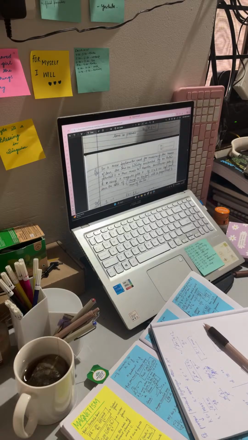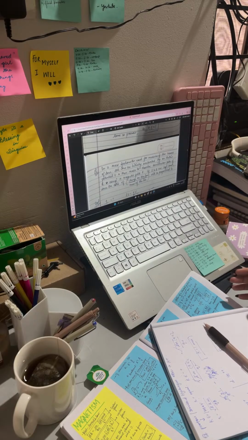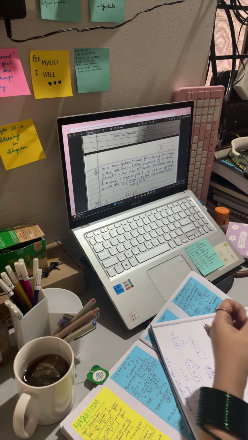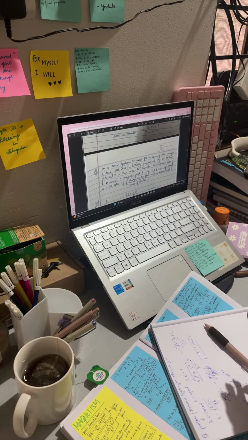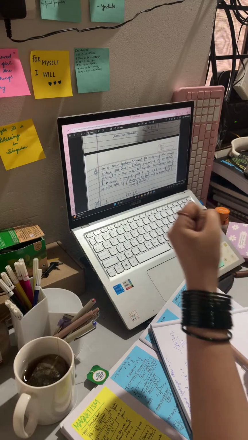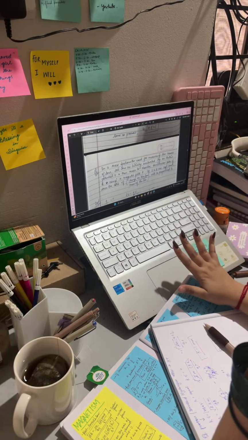In a mass spectrometer used for measuring the masses of ions, the ions are initially accelerated by an electric potential V, and then made to describe a semicircular path of radius R using a magnetic field B. So basically, we have a mass spectrometer here. It is used for measuring the masses of the ions. The ions are initially accelerated by some potential V, and then they describe a semicircular path in the magnetic field. So they are influenced by the electric field, then the magnetic field.